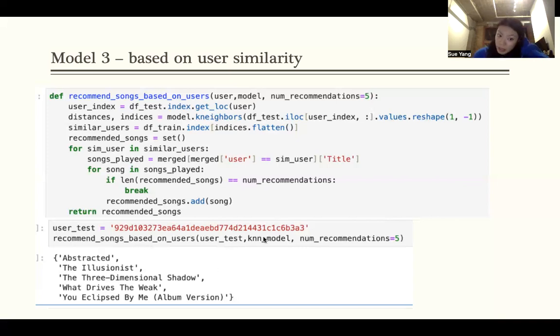So the example here is I randomly picked a user that is an unseen data point, and I fed it into the function model. It produced 5 songs that the similar users listened to, and they are included here.